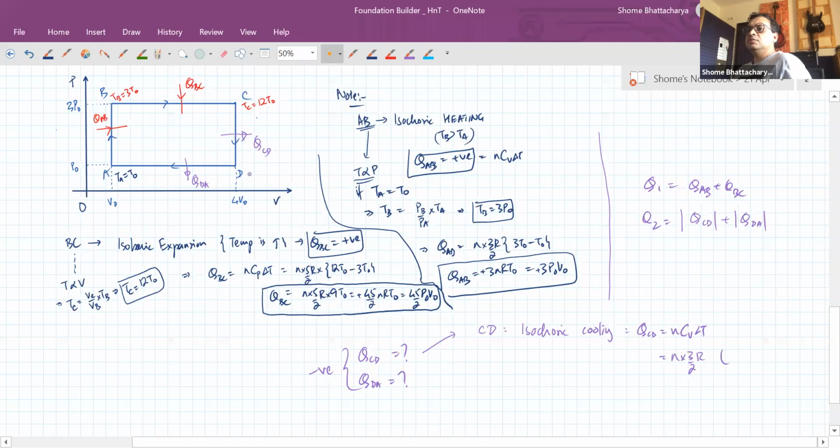Now at the point D, you can see the temperature will again become equal to how much? So you can see for C to D, temperature is proportional to pressure. So temperature at D upon temperature at C should be pressure at D upon pressure at C. So temperature at D will become, pressure is coming down to 1/3. Okay, so the temperature will be 4 T naught now. Okay. So this temperature TD will be equal to 4 T naught over here. So that is my QCD.